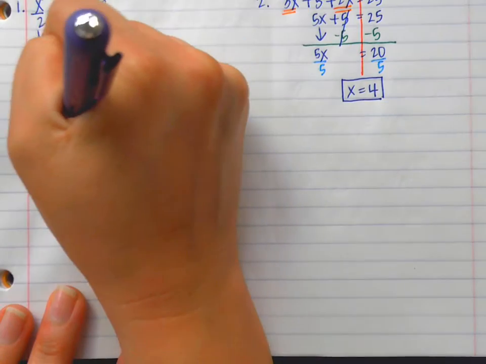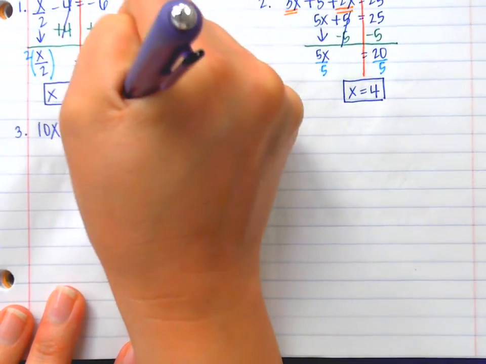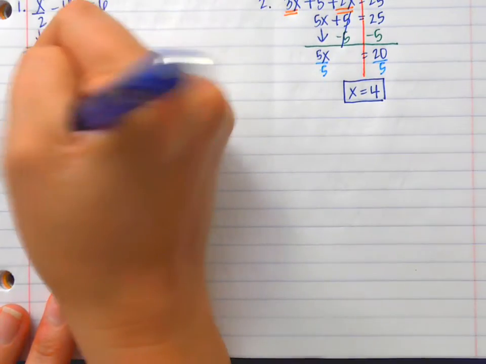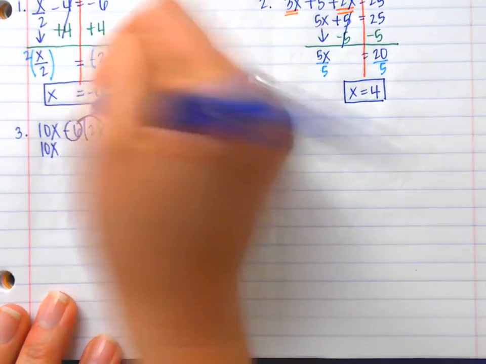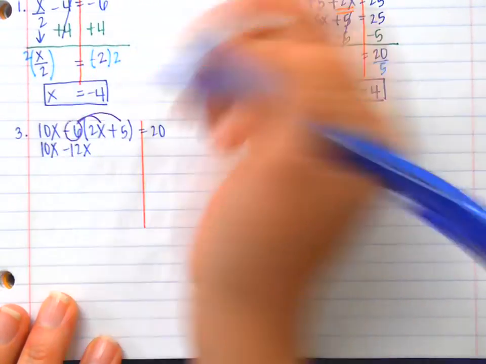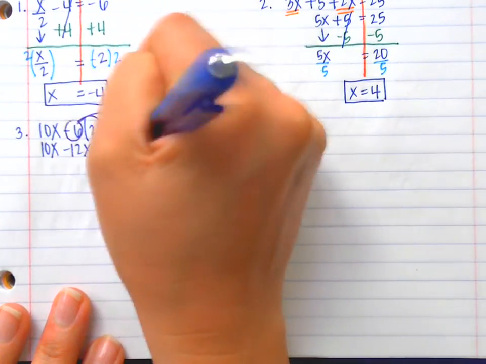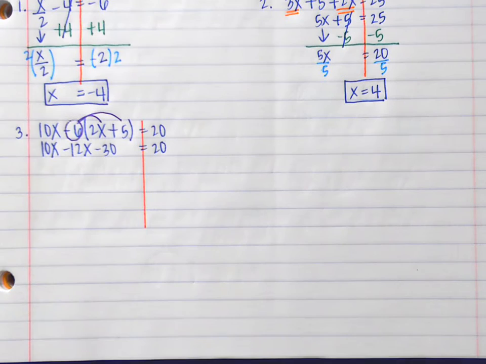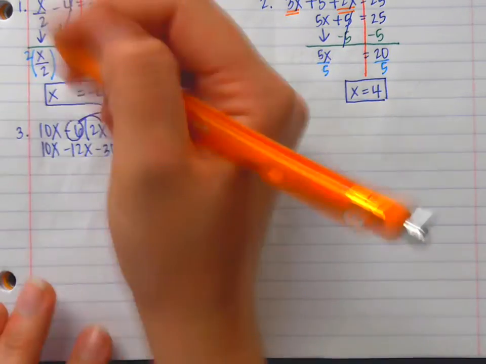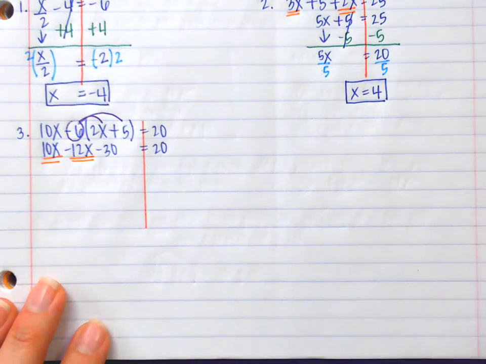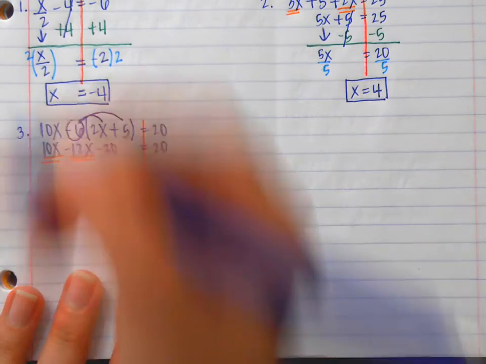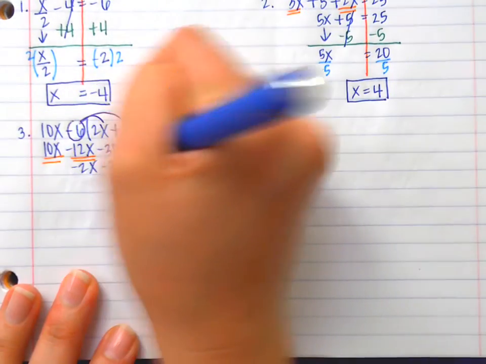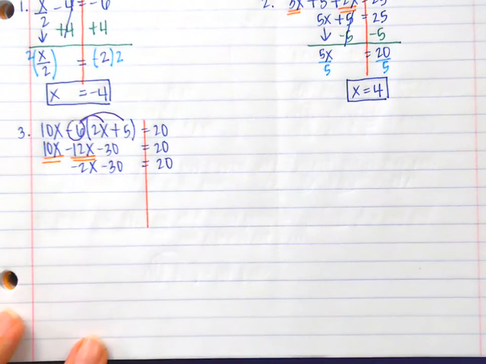So we're going to distribute this -6 to the 2x and the positive 5. So -6 times 2x is -12x. -6 times 5 is -30, and then equals 20. That doesn't change. Okay, so now what would be our next step? And if your next step is to combine like terms, you would be correct. So 10x I can combine with -12x. 10x minus 12x is -2x. And then -30 and 20 just come down.